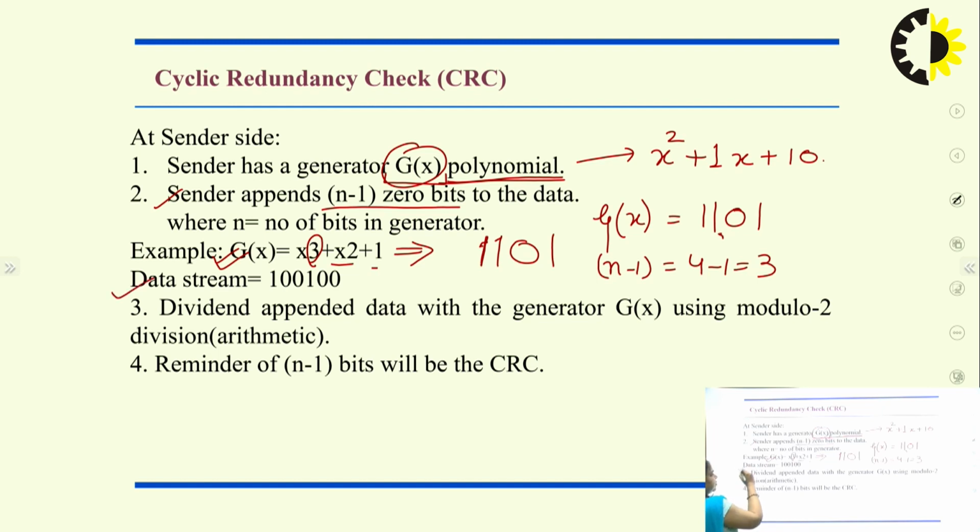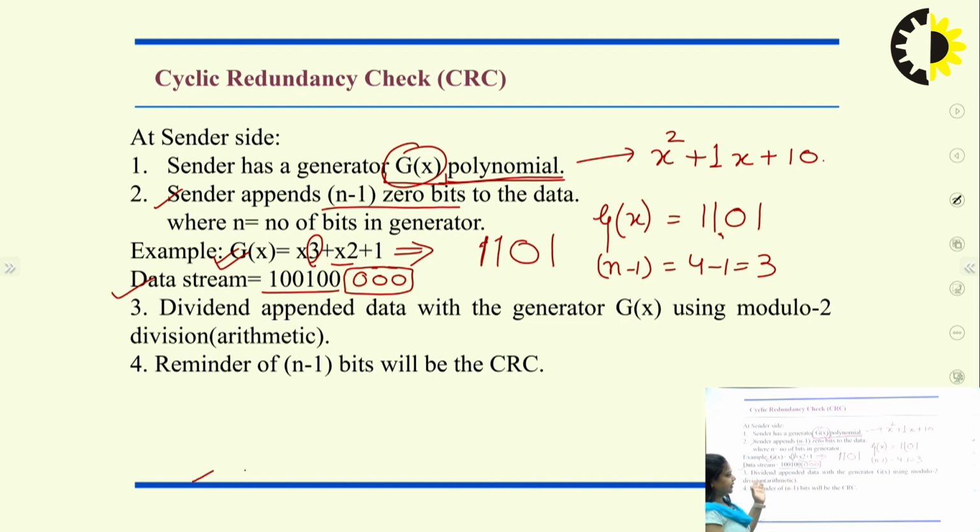Suppose the data stream is already given to you. The data stream can also be given in polynomial form. So 100. We have to include the 3 extra bits into the data word. Then after that we have the dividend, the appended data.